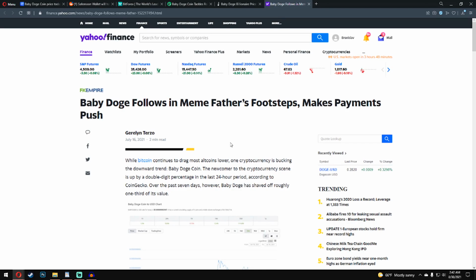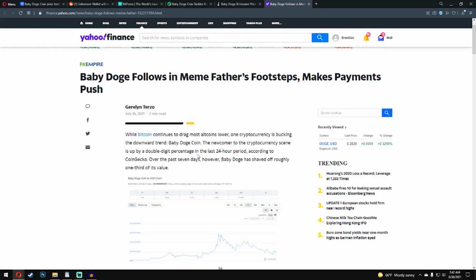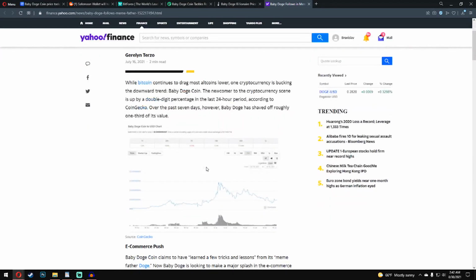Babydoge coin follows in its meme father's footsteps, makes a payment push. While Bitcoin continues to drag most altcoins lower, one cryptocurrency is bucking the downtrend: Babydoge coin. The new coin to the cryptocurrency scene is up by a double-digit percent in the last 24 hours, according to CoinGecko. Over the past 7 days, however, Baby Dogecoin has shaved off roughly a third of its value.